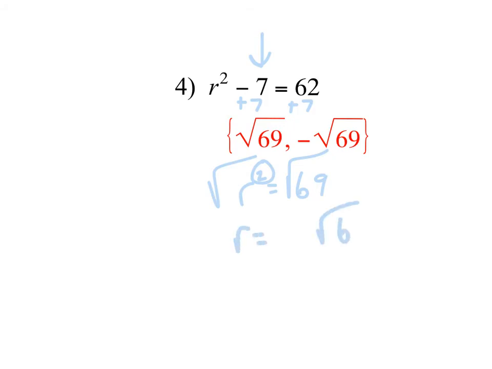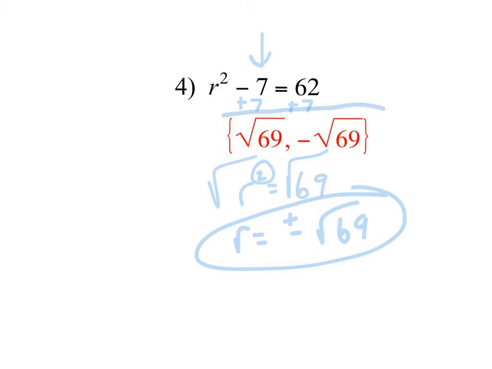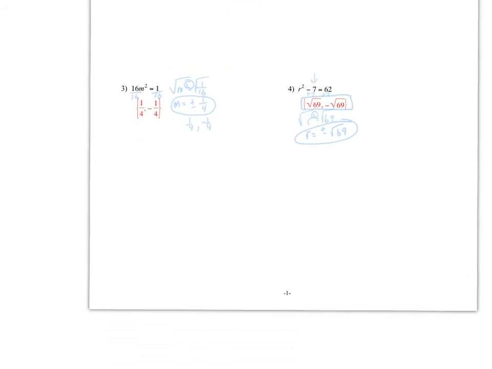There is no square root of 69. And remember, the 2 means positive and negative. Now, I'm not going to write square root of 69 and negative square root of 69. I like to use the plus or minus symbol, but if you'd like to, you can write one positive and one negative. That'll be up to you guys. I will accept both answers.